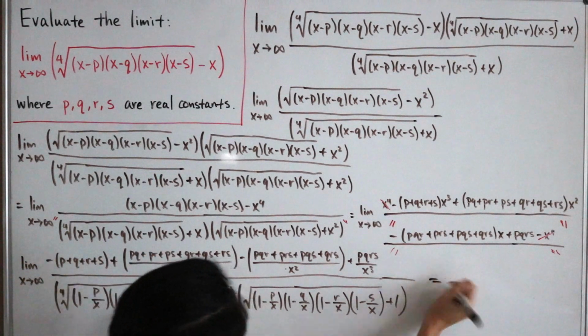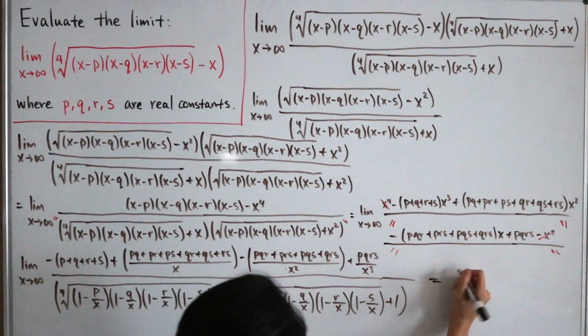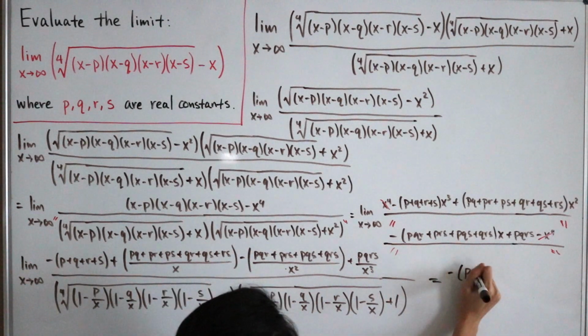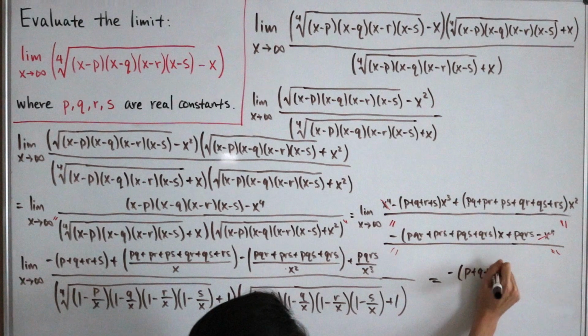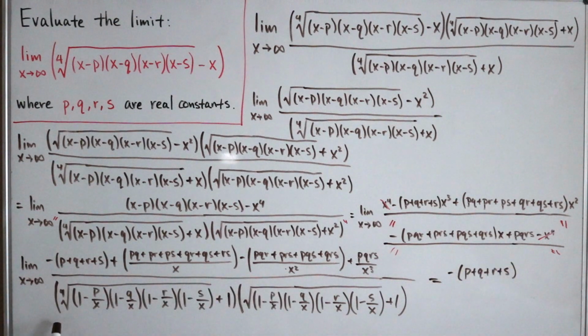So now the final part is very simple. Now we just take its limit as x approaches infinity. So over here, take infinity, this is going to be 0, that's going to be 0, that's going to be 0. The only thing left with in the numerator is just minus p plus q plus r plus s. Okay, but now let's take a look at the bottom.